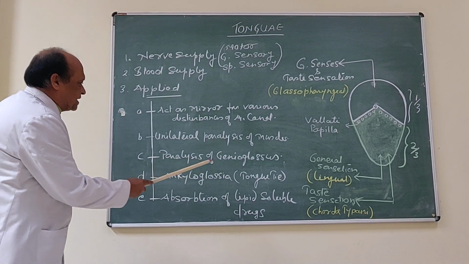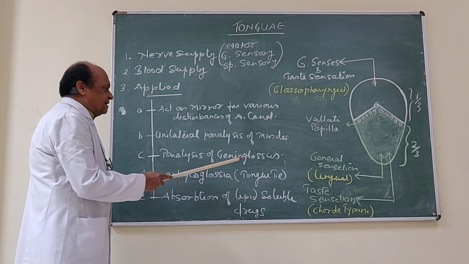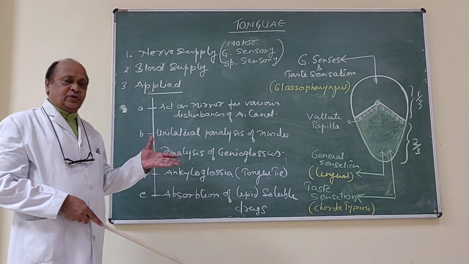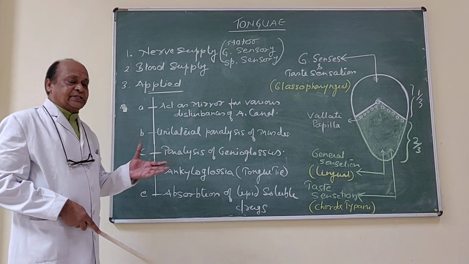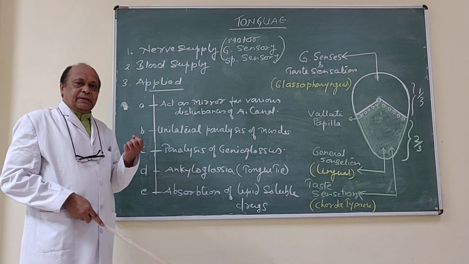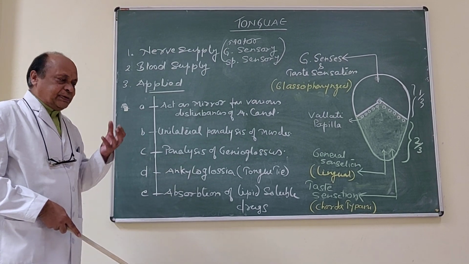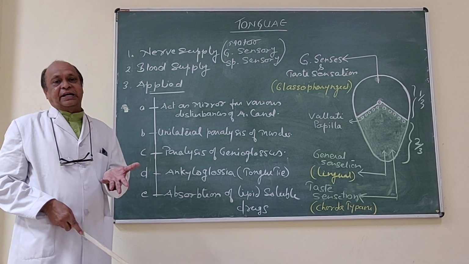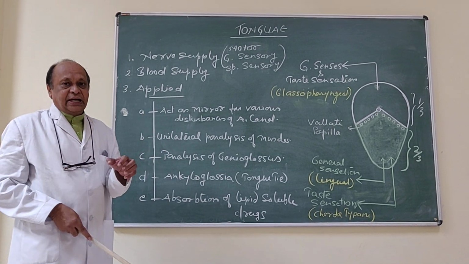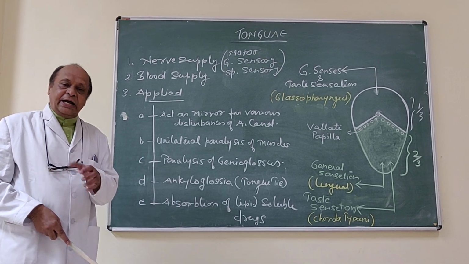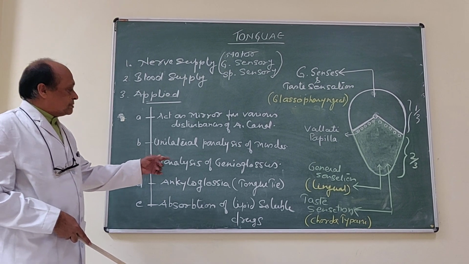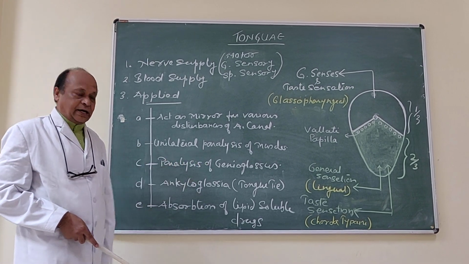Now third one is the paralysis of genioglossus. The paralysis of genioglossus muscle may be fatal because, as we know, the very important function of this muscle is to keep the tongue forwards. It prevents back fall of tongue. And once this muscle gets paralyzed, tongue may fall backwards and obstruct air passages, and patient may die due to suffocation. Because of this very fact, this muscle is called the safety muscle of tongue.